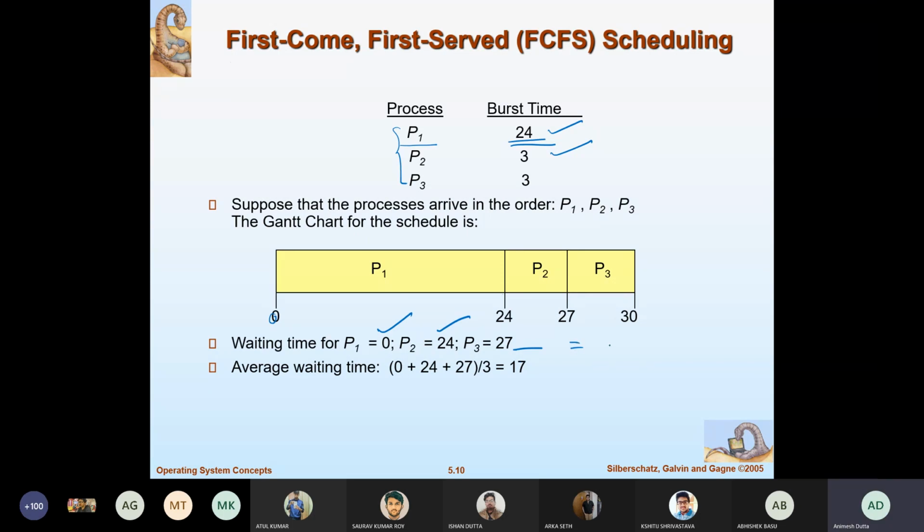So what is the total waiting time? 0 plus 24 plus 27. What is the average waiting time? Divided by 3 processes.